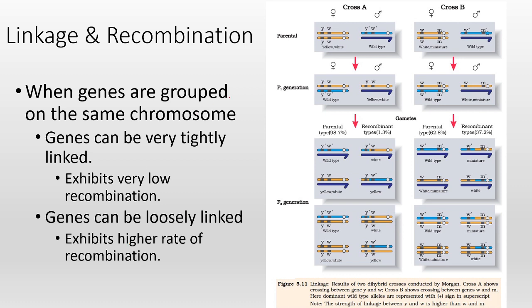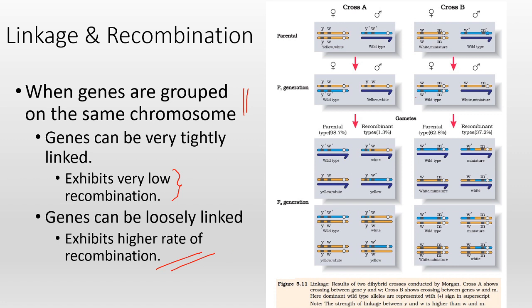When the genes are grouped on the same chromosome and are present nearby, the genes can be very tightly linked. When they're tightly linked, they exhibit strong linkage, and that exhibits very low recombination. But when the genes are on the same chromosome but are loosely linked, the linkage is weak, and in that case you get a higher rate of recombination.